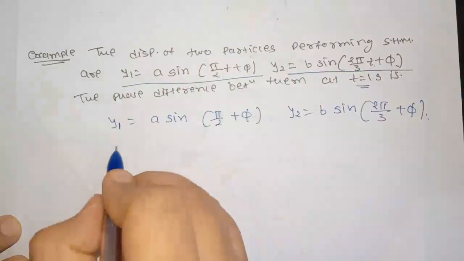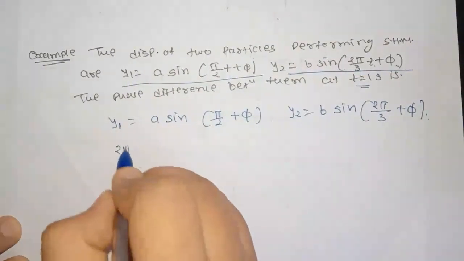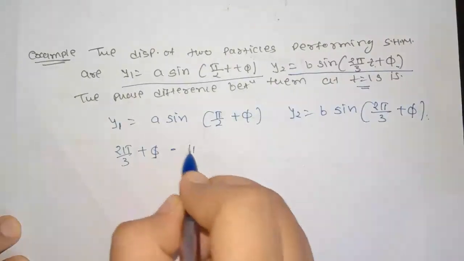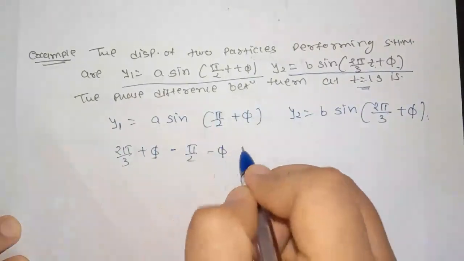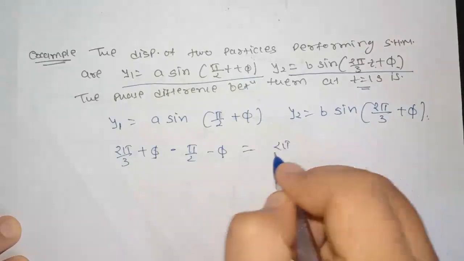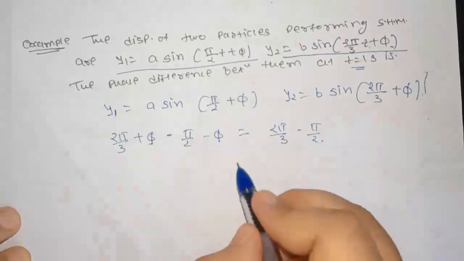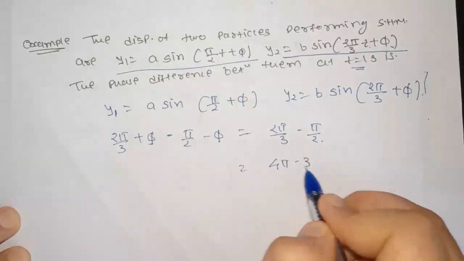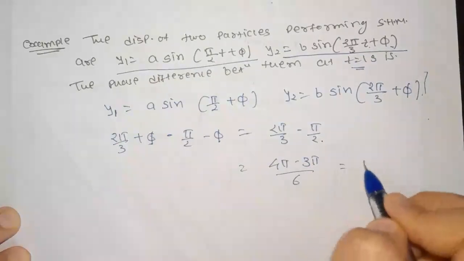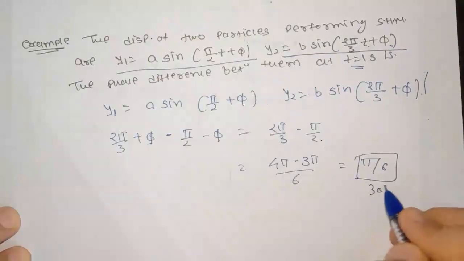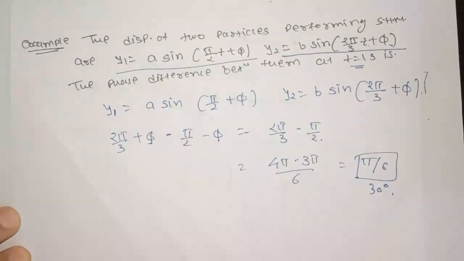The phase difference will be 2 pi by 3 plus phi minus pi by 2 minus phi. That will be 2 pi by 3 minus pi by 2. So that is (4 pi minus 3 pi) by 6. So the phase difference will be pi by 6, that is equal to 30 degrees.